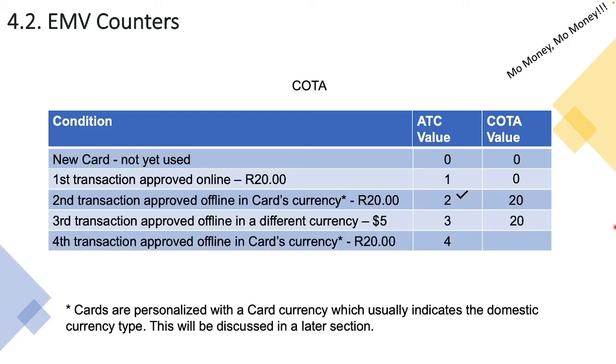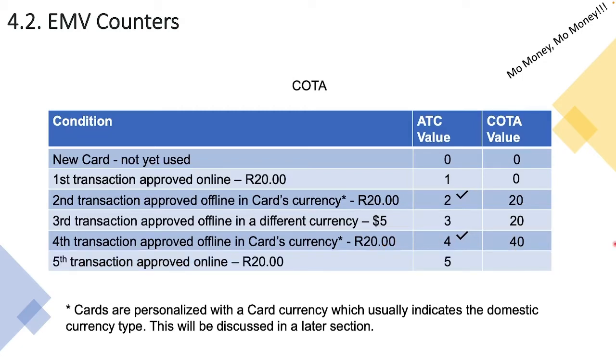The fourth transaction gets approved offline, right? So remember this pattern we've got, all of these are offline. So the fourth transaction is offline. It's in the card's currency, and it's also a transaction value of 20 rand. So the ATC value will increment to 4, and the quota value will now increase to 40. Remember the 20 that we were carrying forward plus the new 20, which makes it 40.